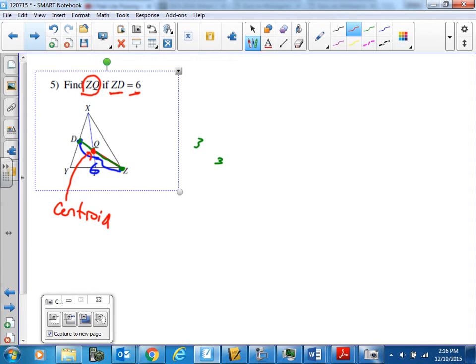But they also have to add up to 6. So you can't have 5 and 1. Now they do add up to 6, but it's not a 2 to 1 ratio. You can't have 3 and 3. Obviously you can't have 6 and 0. Well, what about 4 and 2? That looks like it works. 4 and 2 adds up to 6, and you have a 2 to 1 ratio, because QZ is double QD. So 4 and 2 are going to be our lengths, and ZQ would be 4.